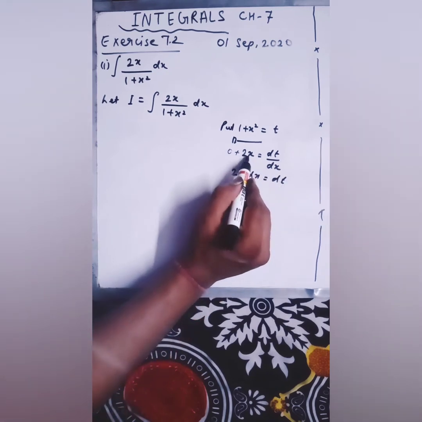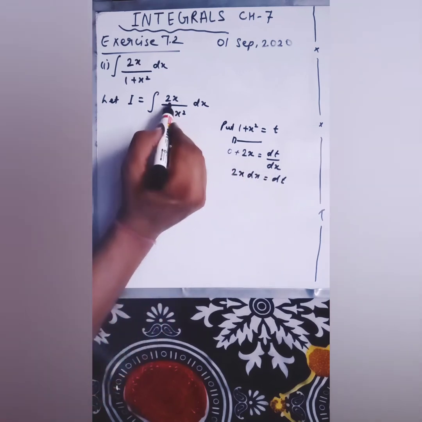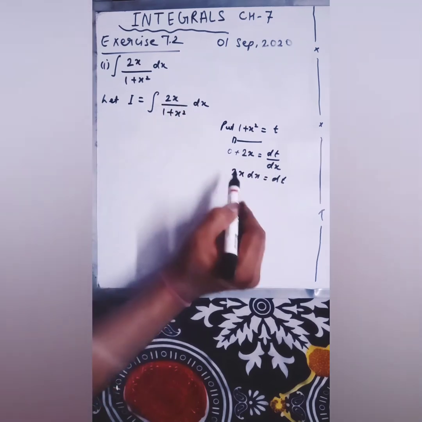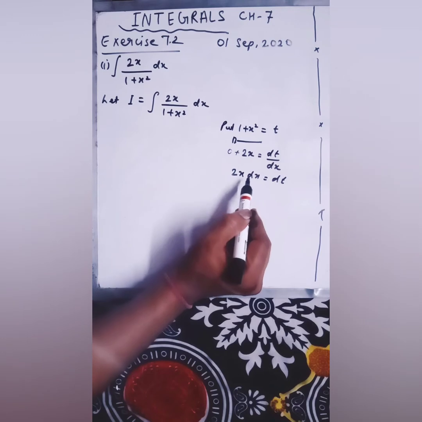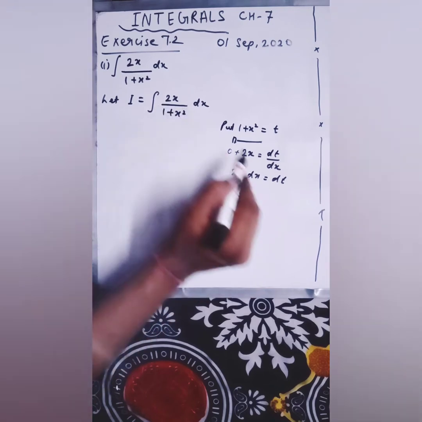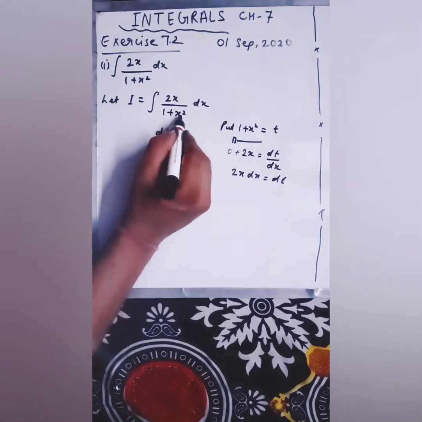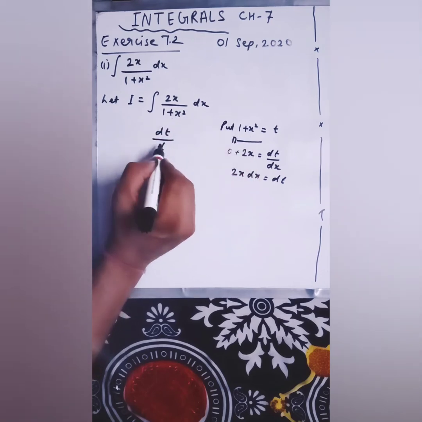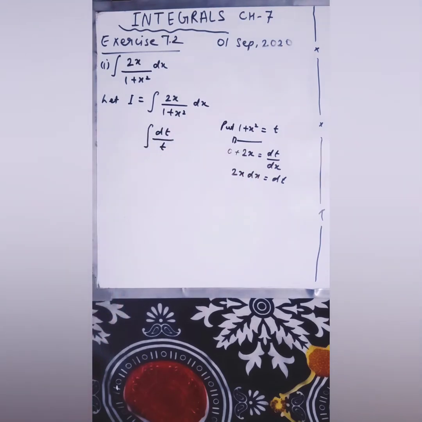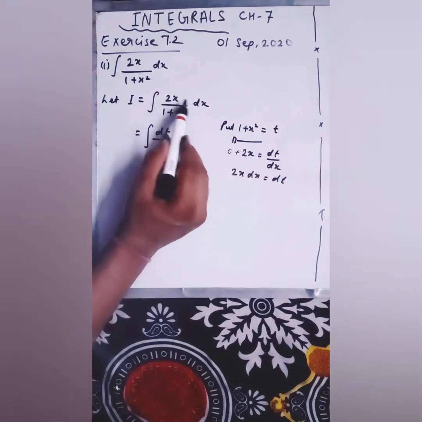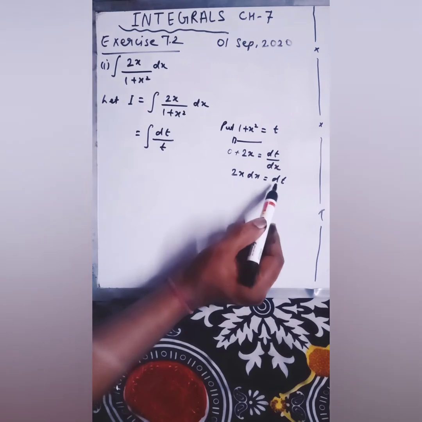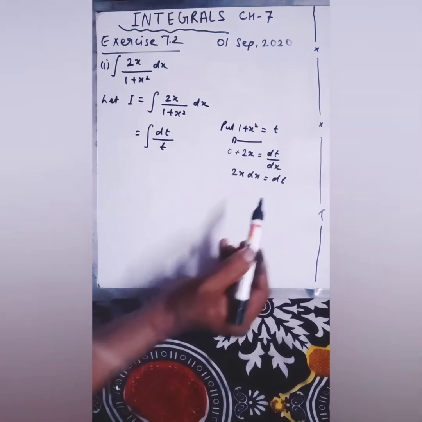As you can see, 2x dx is coming in the numerator part, so in place of this I am putting dt. So dt over, and 1 plus x square is your t, with the integration sign. 2x and dx, this whole value, we can put equal to dt.